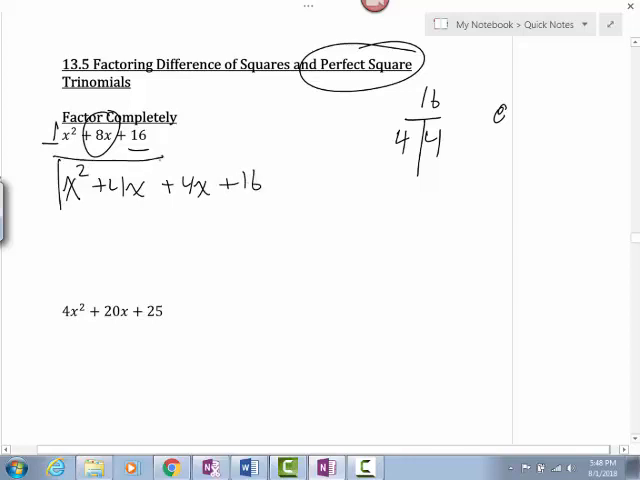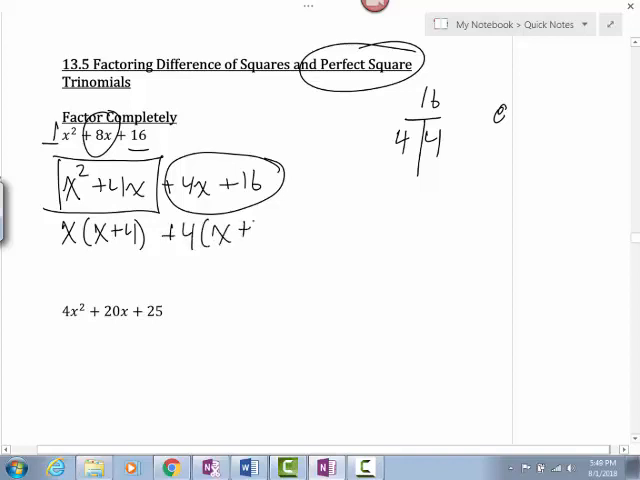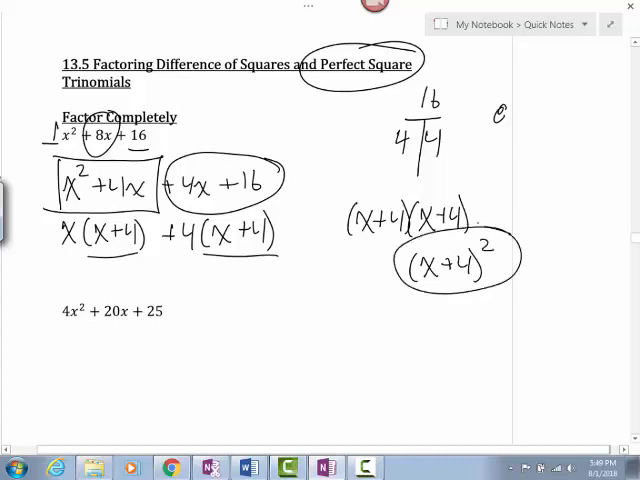Okay, so I'll box my first two here. Out of x squared plus 4x, I can factor out an x, and I'm left with an x plus 4. I'll circle the second two. Out of 4x plus 16, we can factor out the number 4, and we're left with an x plus 4. So there's my common factor, x plus 4. My other factor also happens to be x plus 4, so we can write this as x plus 4 squared.